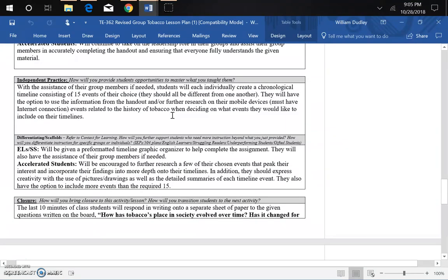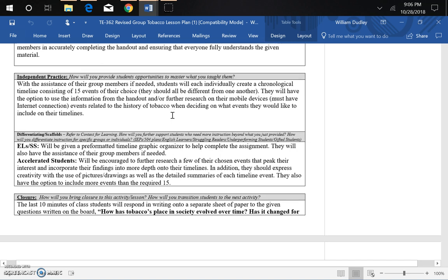Independent practice. So this will be the section where we have them create a chronological timeline of at least 15 events. They will have the option of getting information from the handout that they already have, that they've worked on. We will also be providing possible internet sources that they can look up on their own to add to the timeline.